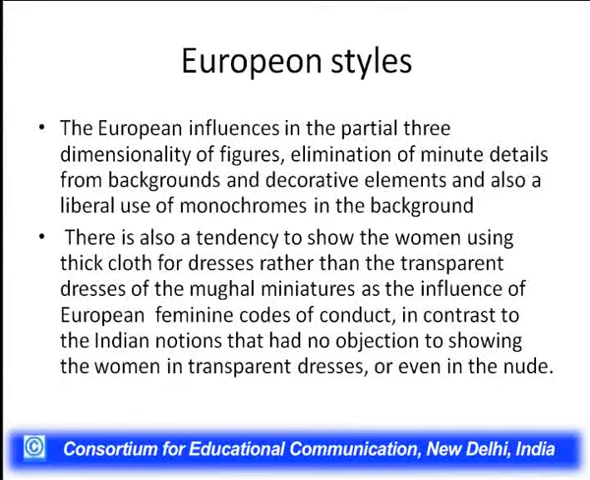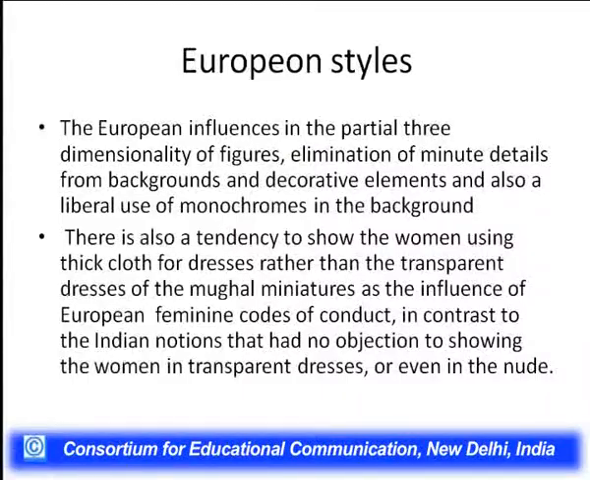So therefore, there was definitely a shift in the entire process and technique of painting, where instead of the use of multiple colors, now there was an emphasis on using monochromes and also elimination of minute details, so that the focus was on what the colonial administrators wanted to show. And there was no confusion shown in the background. The complexity gave way to the depiction of clear images of women.